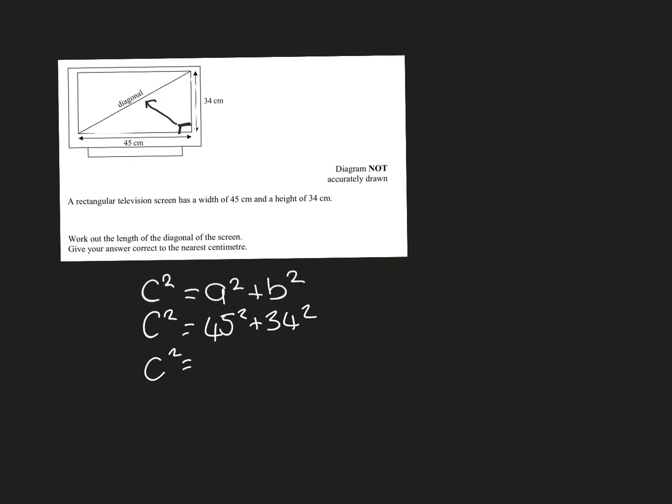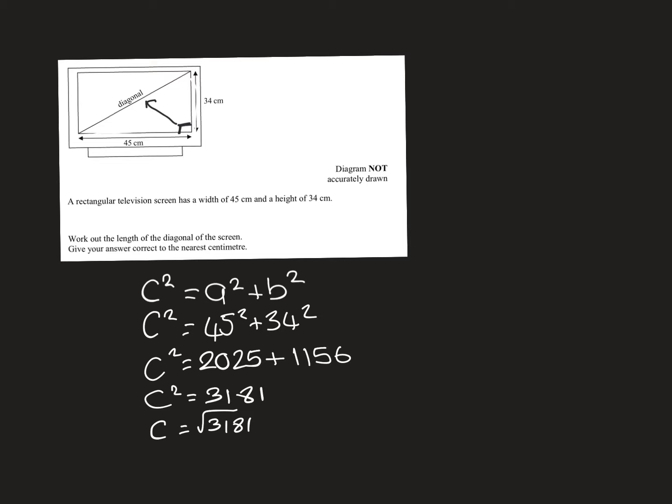We need to work those out, and at this point it might be a good idea to use a calculator to do 45 squared and also your 34 squared. So 45 squared is 2025, plus 34 squared is 1156. Now our next step is to add those together. 2025 plus 1156 gives you a total of 3181. So that's what c squared is. We're going to need to take the square root of that to find out c. So c is equal to the square root of 3181.